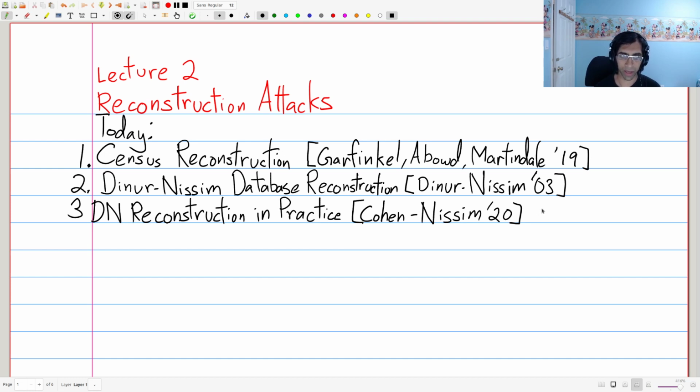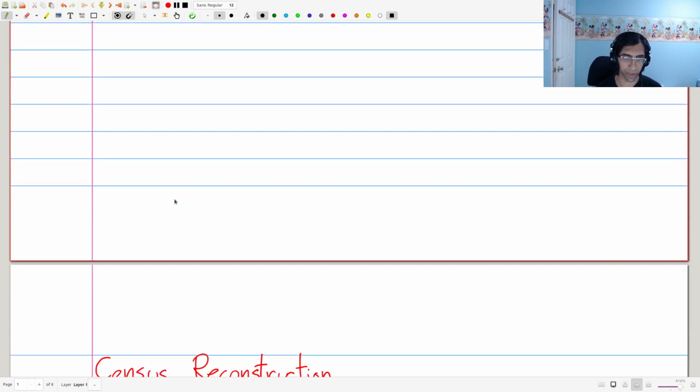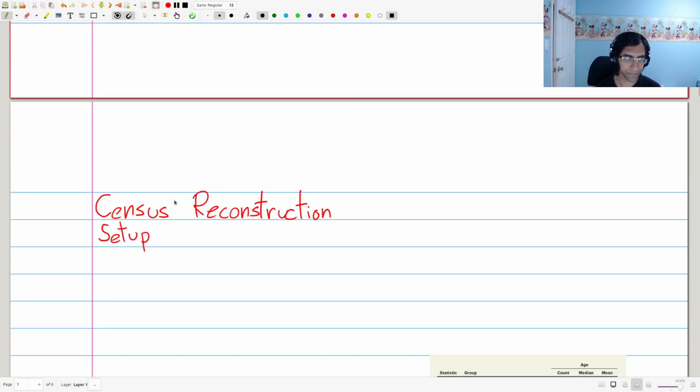And the final one is a very recent result by Cohen and Nissim. This provides a more practical approach, in the sense that it's really an attack on a production system, which shows that, even though this paper came out 17 years ago and was primarily theoretical, the ideas there are really useful and can actually help in reconstructing databases in practice. So we'll build our way up to that, but starting first, we'll begin with census reconstruction.